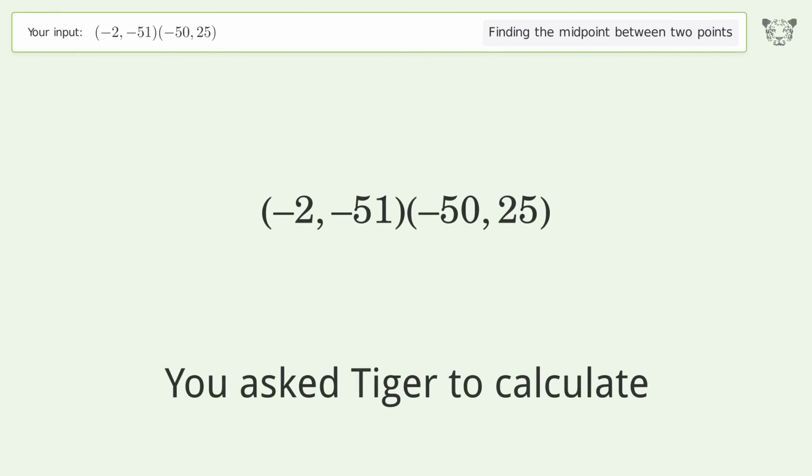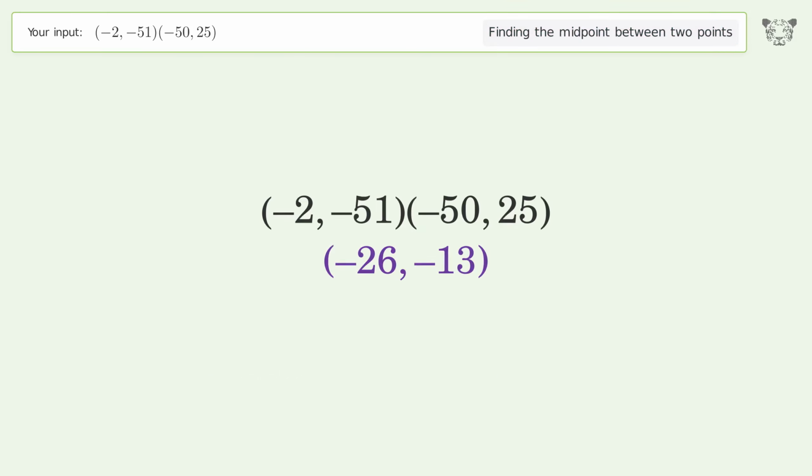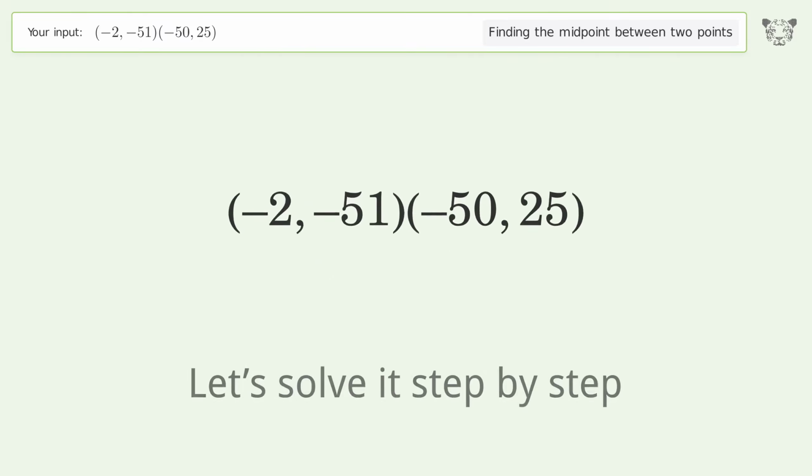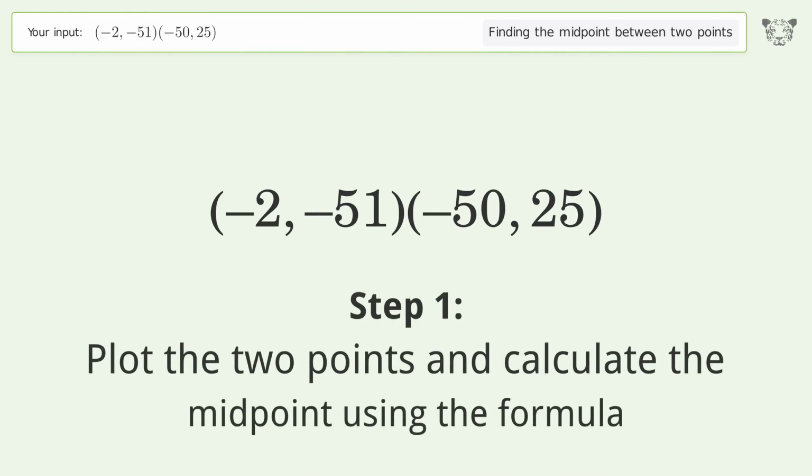You ask Tiger to calculate. This deals with finding the midpoint between 2 points. The midpoint between the 2 points is -26, -13. Let's solve it step by step. Plot the 2 points and calculate the midpoint using the formula.